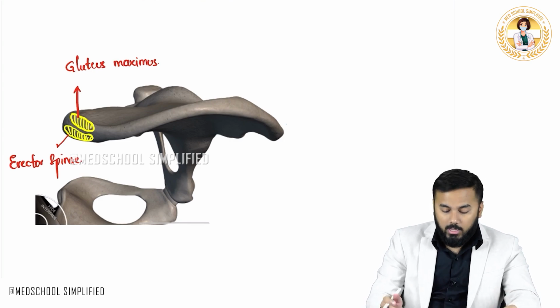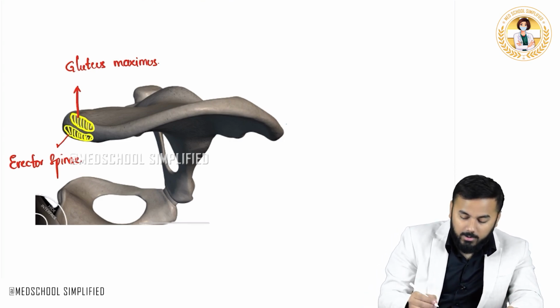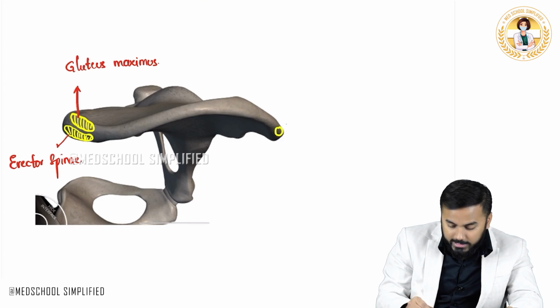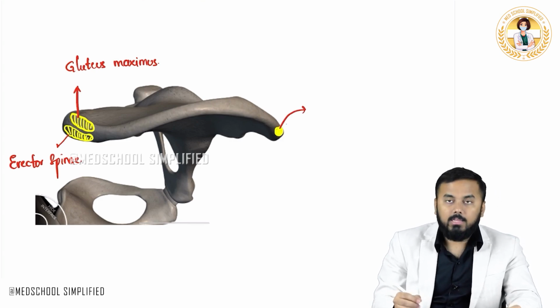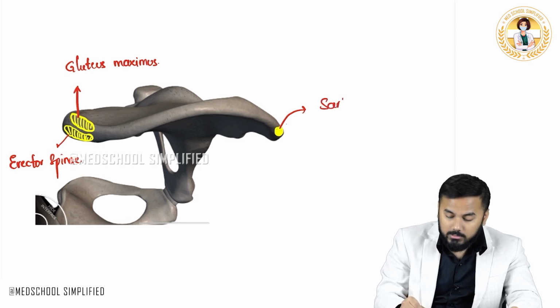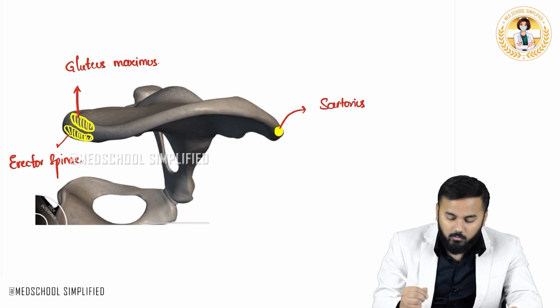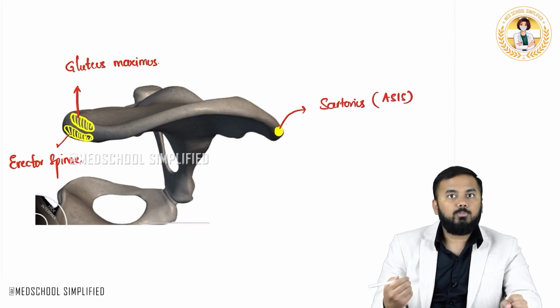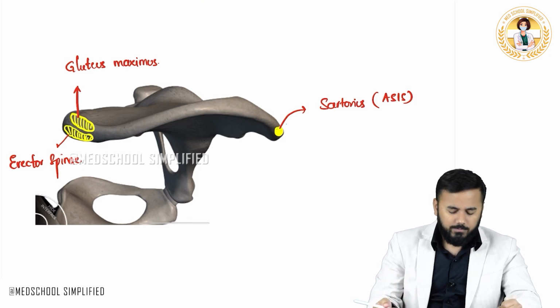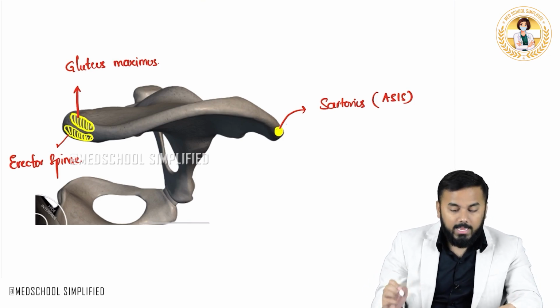Second important thing: on the complete edge here, exactly here, is an insertion of another muscle called sartorius. And you know what point this is? This is called the anterior superior iliac spine. So from the anterior superior iliac spine, your sartorius muscle originates. Next, you see the iliac crest now.